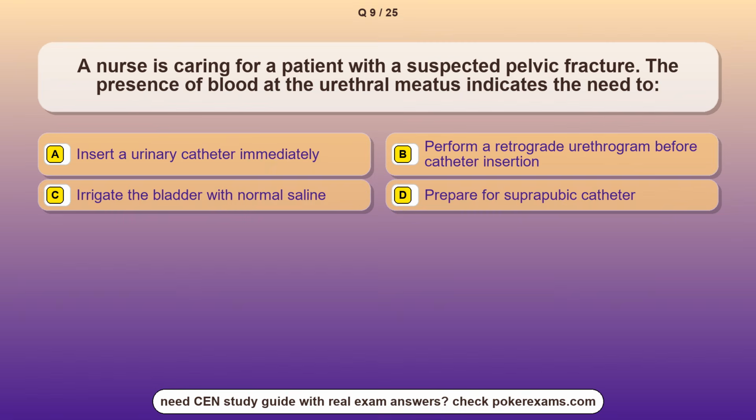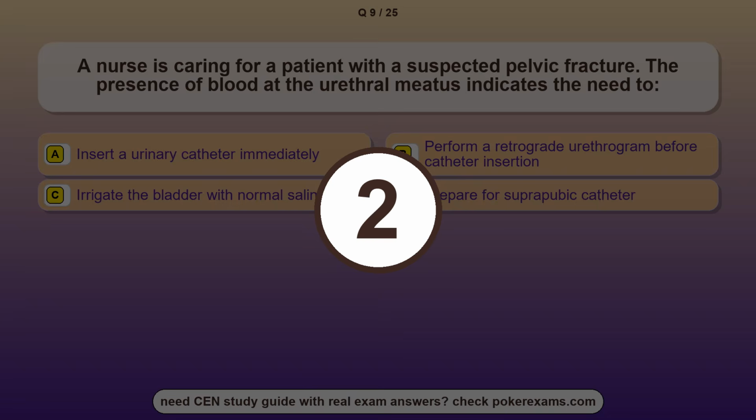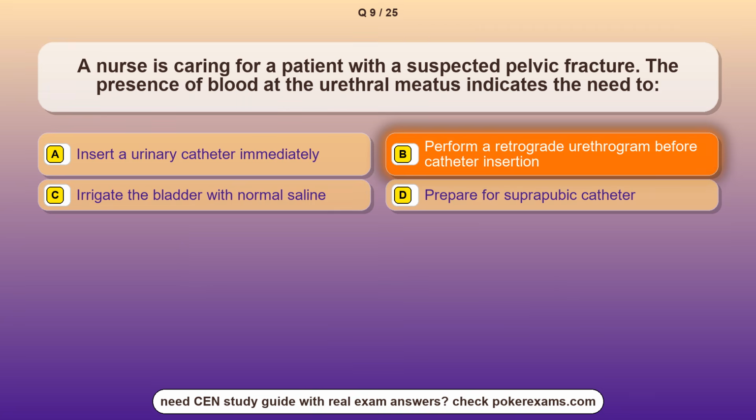Question 9. A nurse is caring for a patient with a suspected pelvic fracture. The presence of blood at the urethral meatus indicates the need to Option A, insert a urinary catheter immediately. Option B, perform a retrograde urethrogram before catheter insertion. Option C, irrigate the bladder with normal saline. Option D, prepare for suprapubic catheter. The correct answer is option B, perform a retrograde urethrogram before catheter insertion.